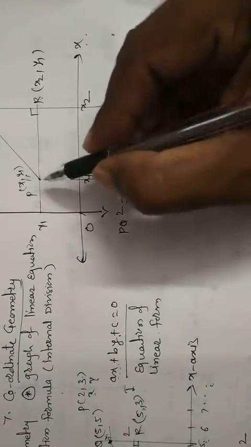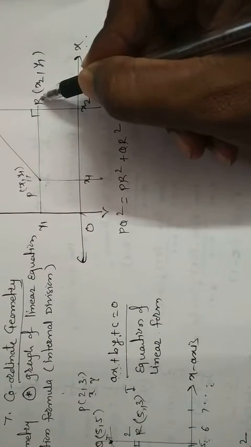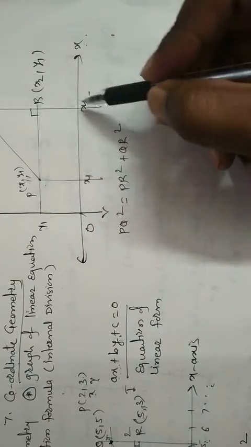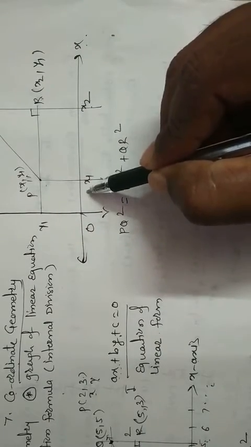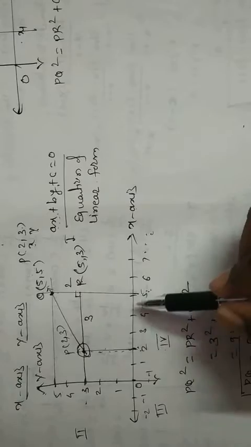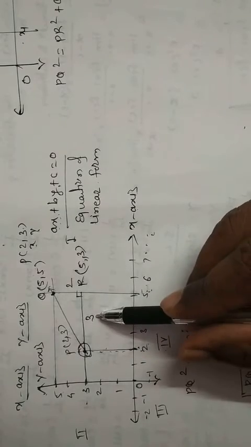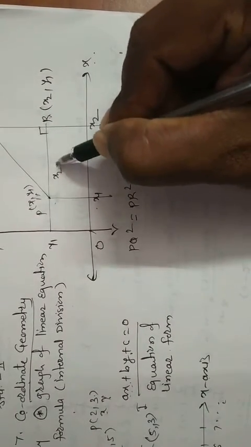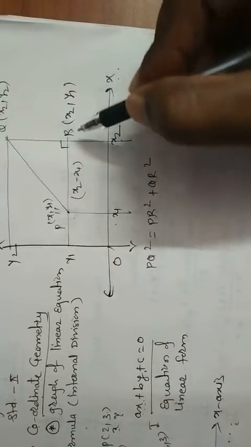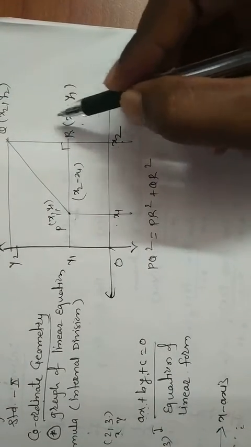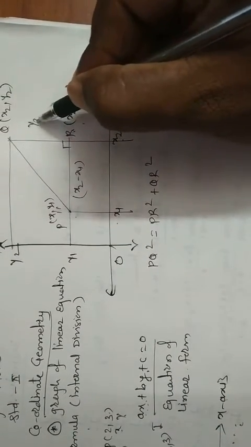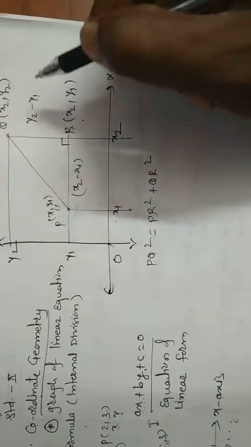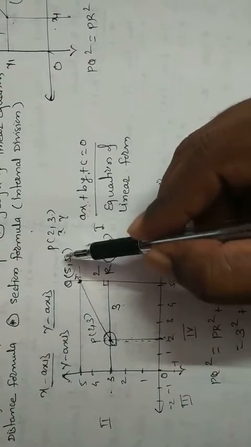Now the distance between PR. What is the distance between PR? PR means x2 minus x1. As here, 5 minus 2, that is 3. So the same criteria you can use here: x2 minus x1. And for this, QR, the distance between QR is y2 minus y1. Why? Because here we can use 5 minus 3, that is 2.